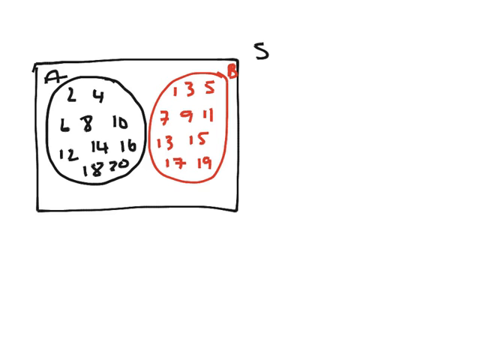I want you to look at this Venn diagram here. Irshad, set A, what have I included there? Even numbers between 1 and 20, or multiples of 2. On the right hand side I've included odd numbers. Are they inclusive or exclusive, David? Exclusive. Okay, there is no intersection.